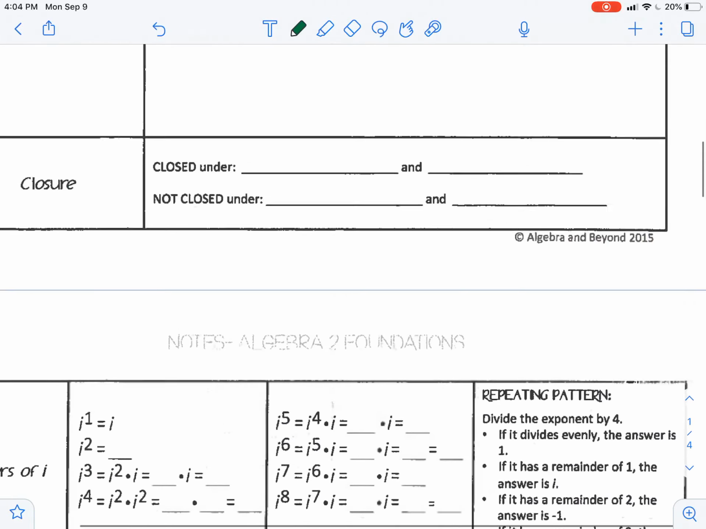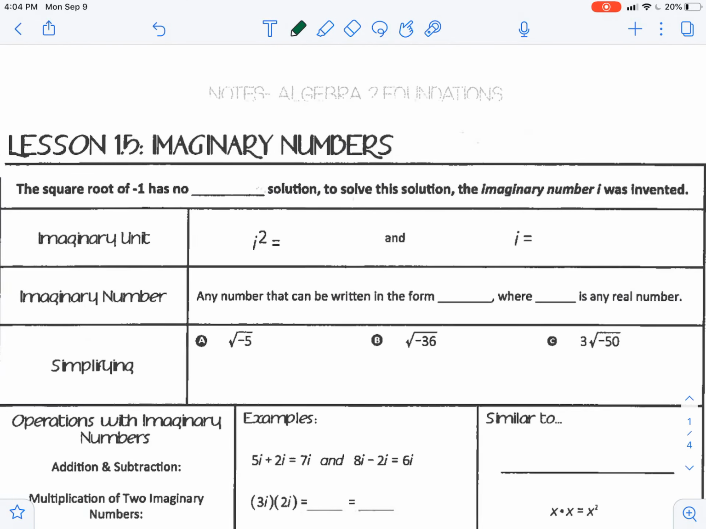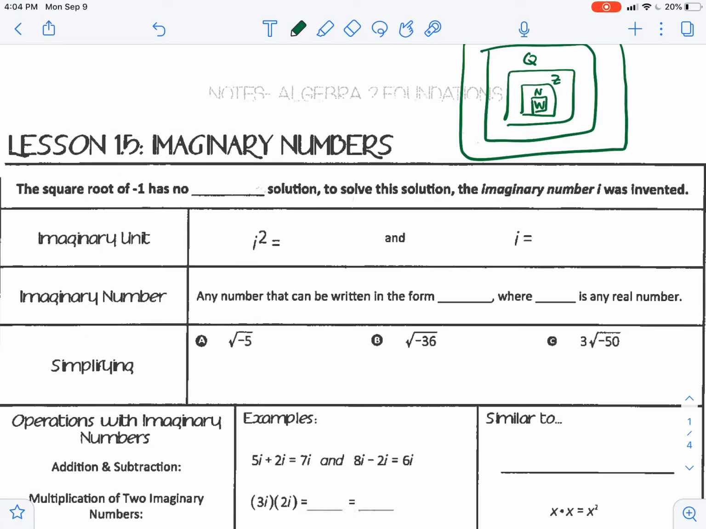So let me scroll up to what we're going to talk about. Now if you'll remember, we have talked about, let me write it up here somewhere, those boxes, okay? We had the whole numbers, and we had the natural numbers, and we had the integers, and then we had the rationals, and then we had the reals, okay? And then we also had a part of the reals, which was the irrationals, okay?